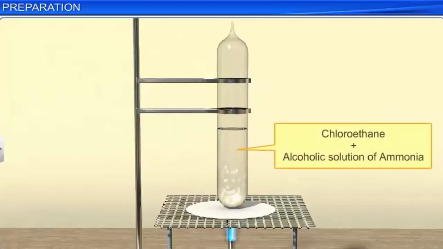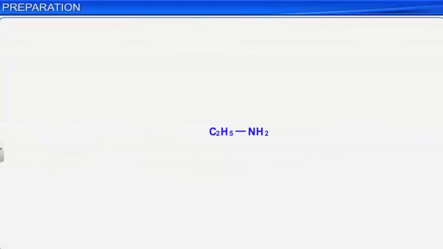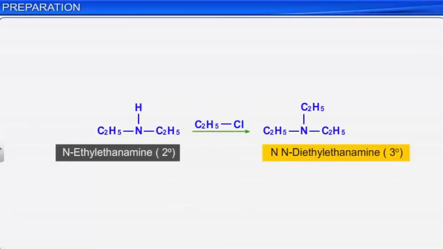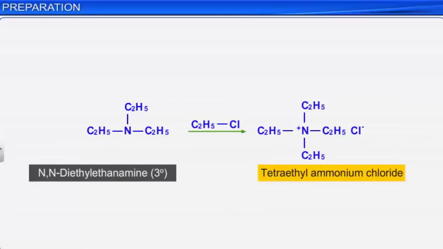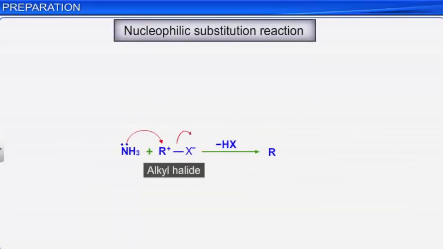For example, when a mixture of chloroethane and an alcoholic solution of ammonia is heated in a sealed tube at 373 Kelvin, a mixture of ethanamine, N-ethylethanamine, N,N-diethylethanamine, and tetraethylammonium chloride salt is produced. This is a nucleophilic substitution reaction where the halogen atom is substituted by the amino group.